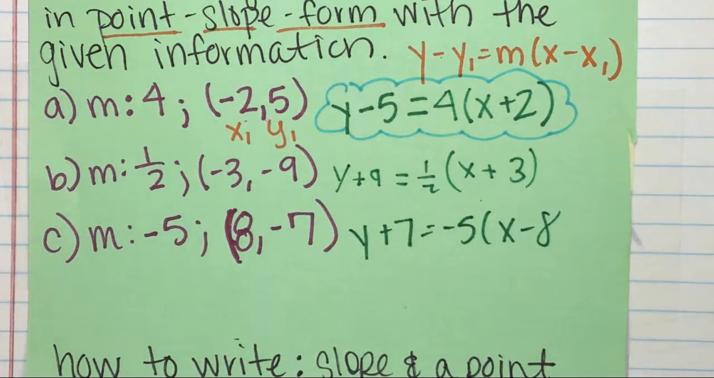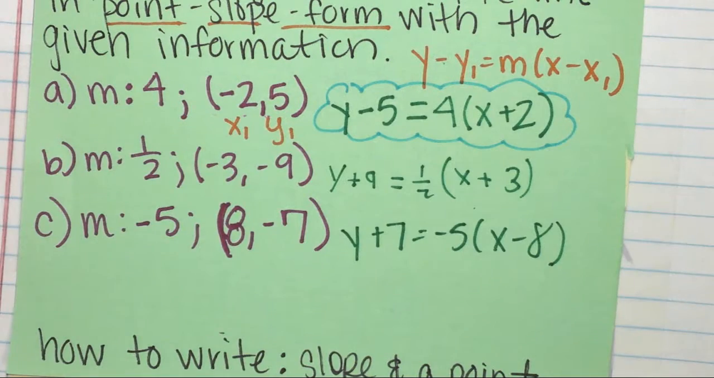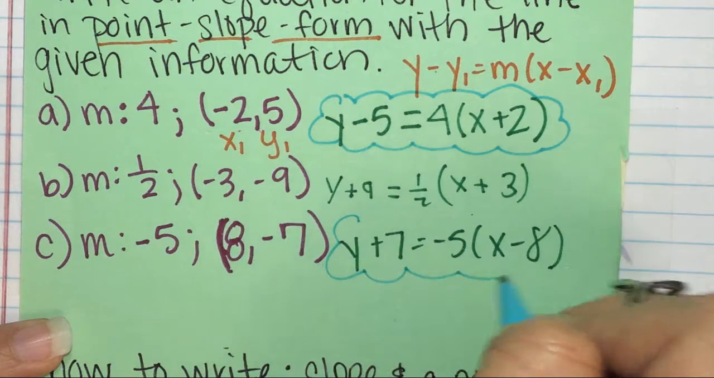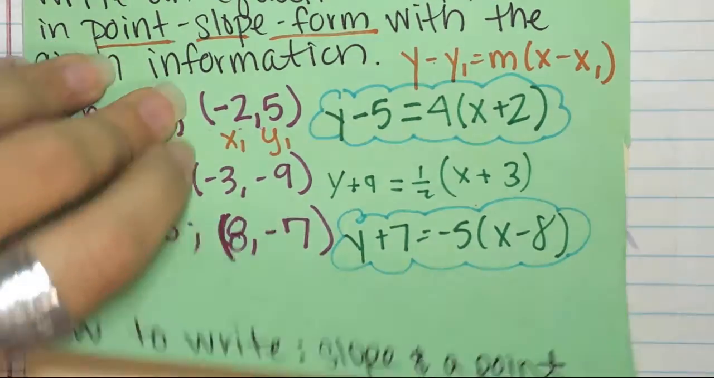Did y'all get y plus 7 equals negative 5 times x minus 8? Alright, are you ready to learn how to write it if I give you 2 points? If I give you the point and the slope, all you do is plug it in. But if I give you 2 points, what are you missing? The slope. And do we know how to find slope? Yeah. We do, so that's what we're going to do.